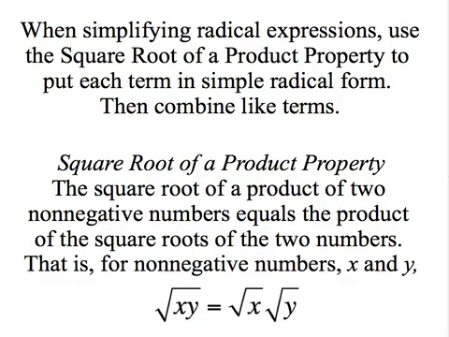When simplifying radical expressions, use the square root of a product property to put each term in simple radical form. Then combine like terms. And once again, the square root of a product property states that the square root of the product of two non-negative numbers is equal to the product of the square roots of the two numbers. That is, for non-negative numbers x and y, the square root of the product of x and y is equal to the square root of x times the square root of y.